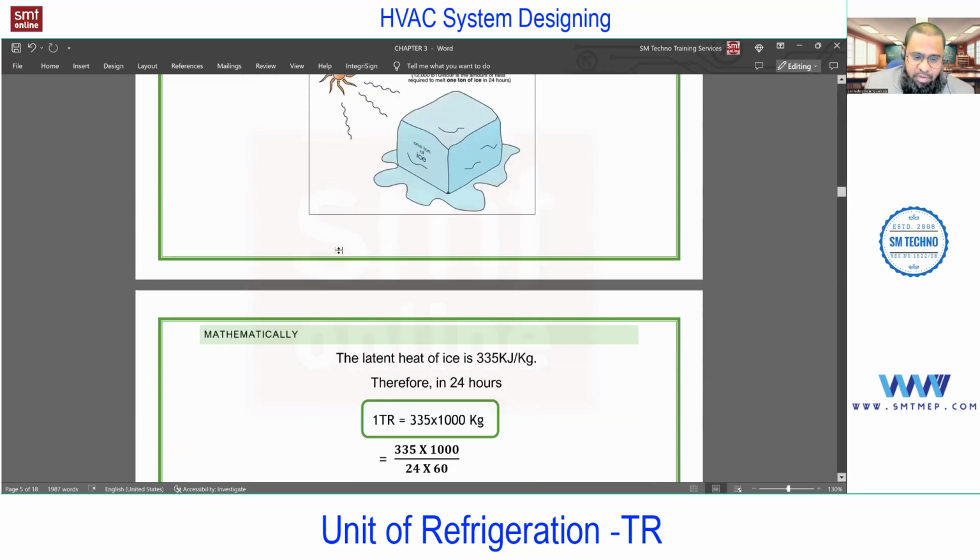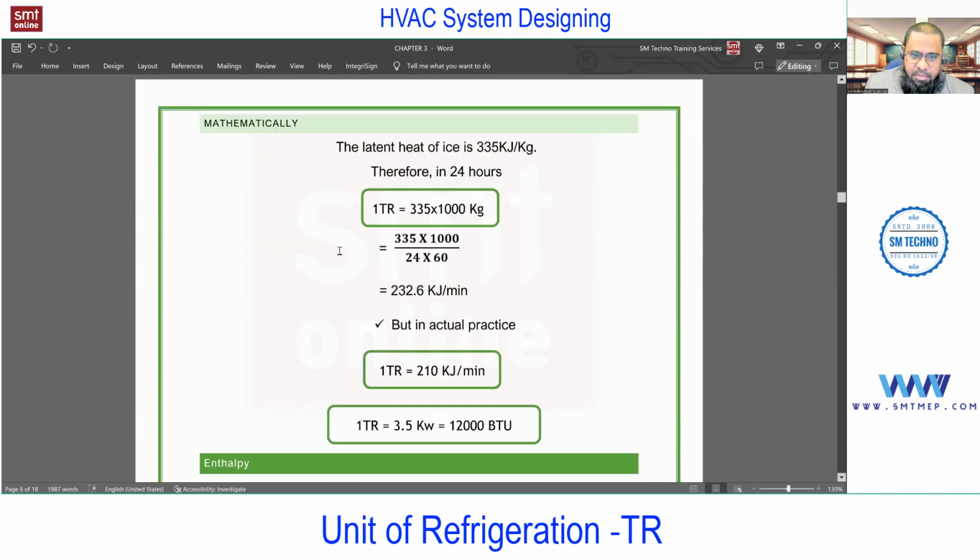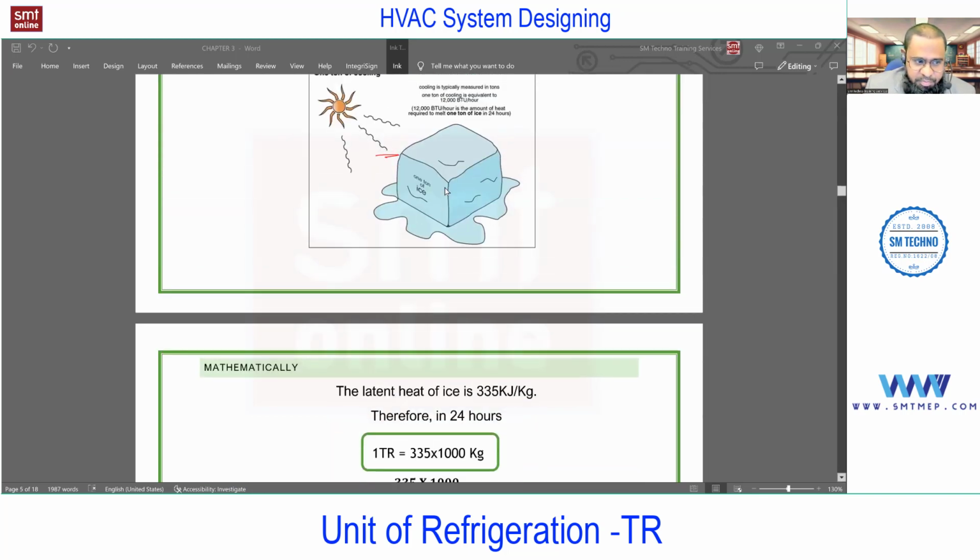Now we'll try to define this mathematically. See, simple. The latent heat of ice. But I think you have not discussed this latent heat. In the next pages only, you'll find sensible and latent heat. At this level, remember, latent heat means the heat because of change of phase. We'll discuss sensible and latent in the next page. At this level, just remember, latent heat means the heat because of change in phase. So in this case, the ice is melting to water, so there is a change of phase.